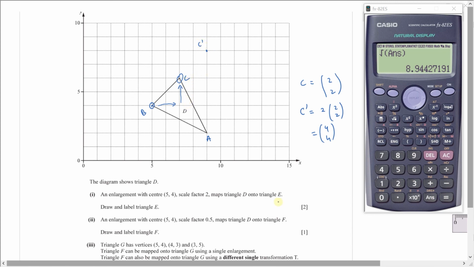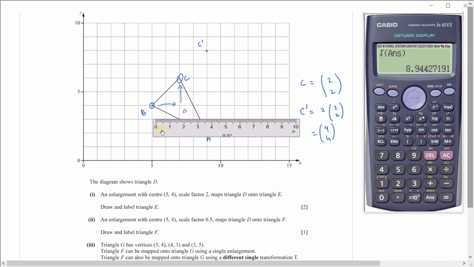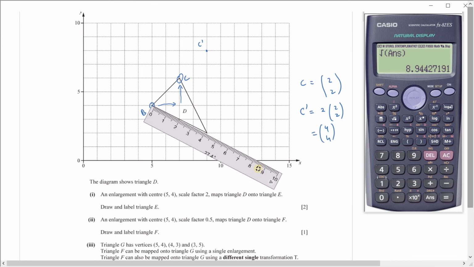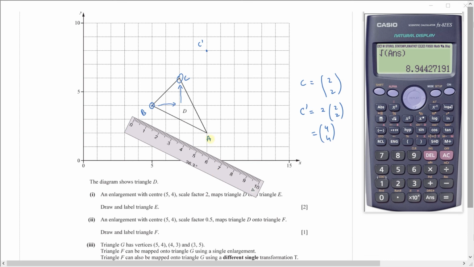So this is your point (4, 4) with respect to this origin, and this will be your C dash, the image in triangle E. The other method is to use a ruler and measure the length here. This is approximately 4.4 centimeters. And your scale factor is 2, right? So you will double the length. If point A is 4.4 centimeters from your center of enlargement, your point A dash will be double the length.